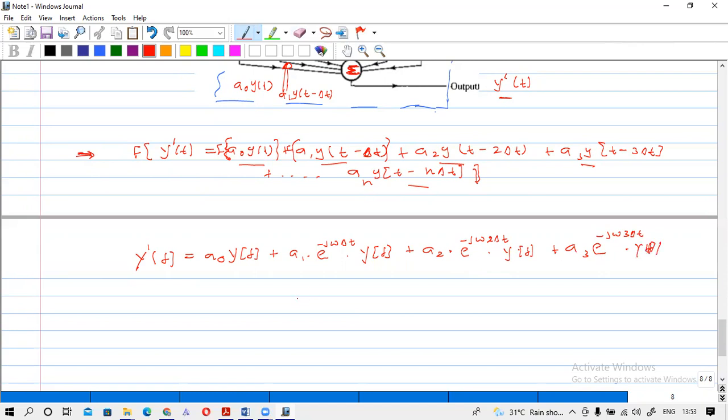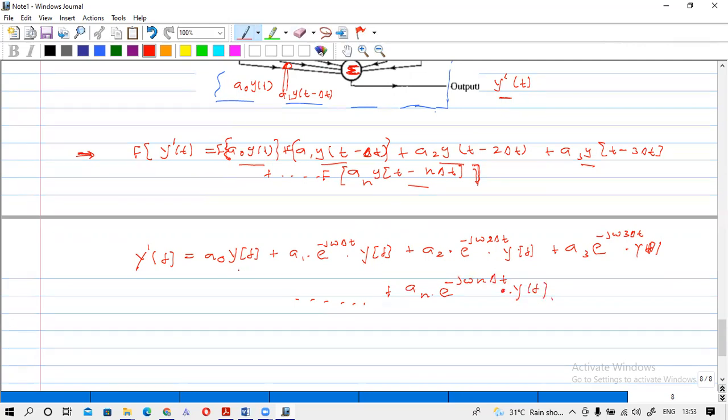And you will get the terms up to this one. This is the final component, and we have to get the Fourier transform of that final component. You know that this an is a constant, so I take it out. This is again a time shifted signal, shifted by n delta t. So we have e to the power minus j omega n delta t Y(F).